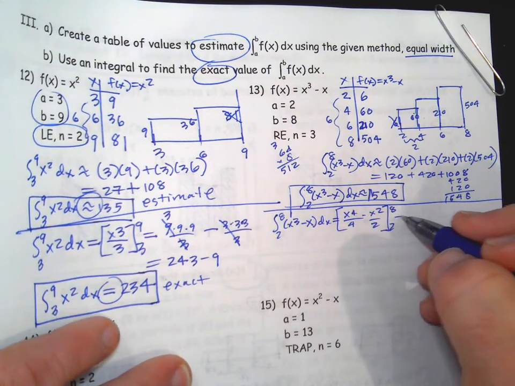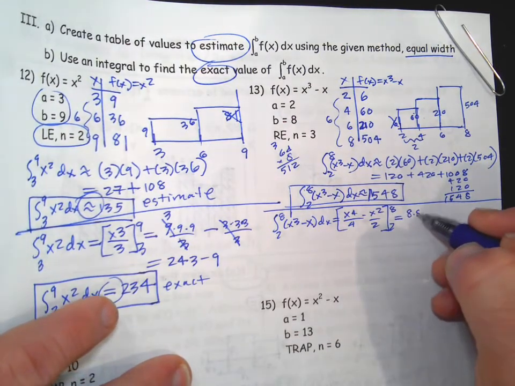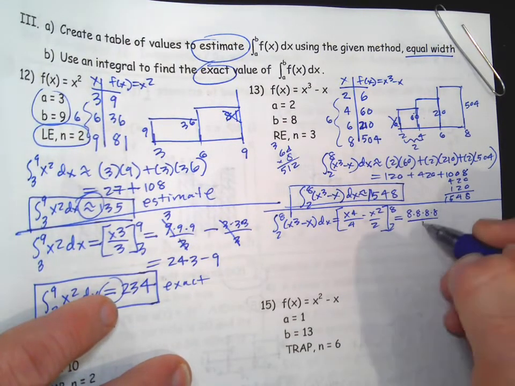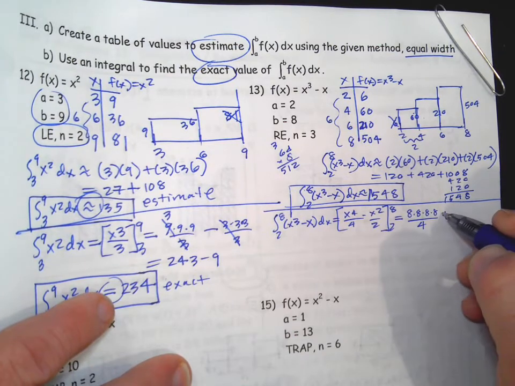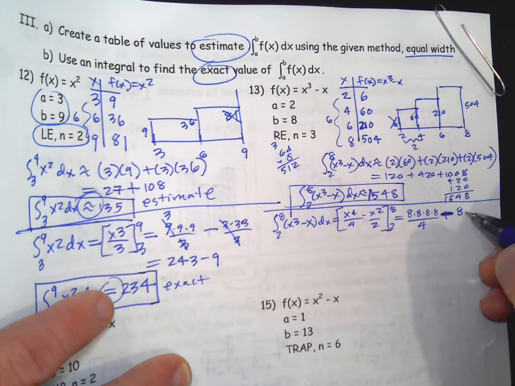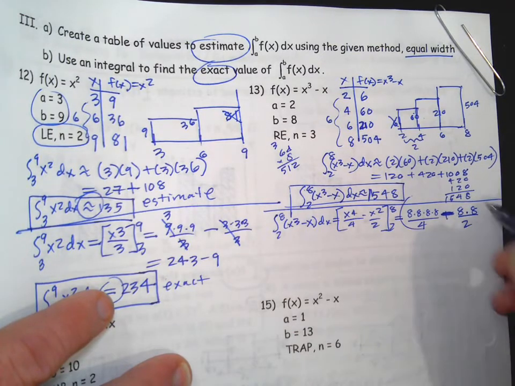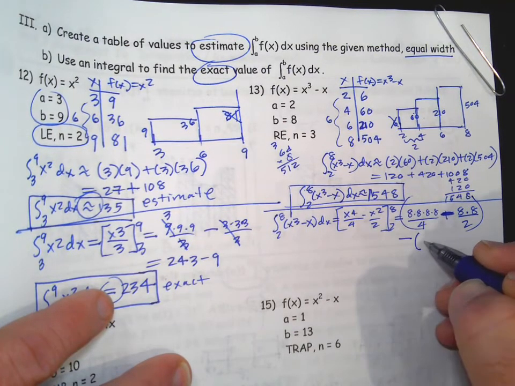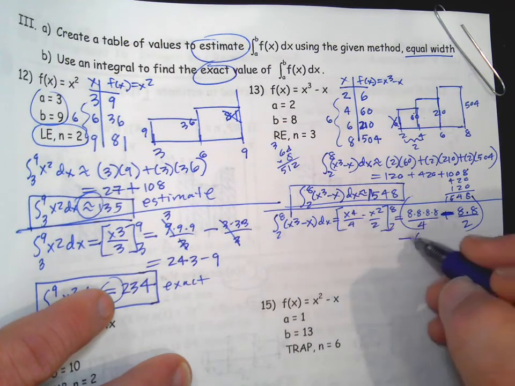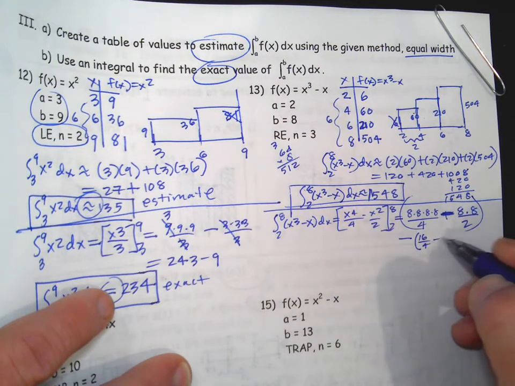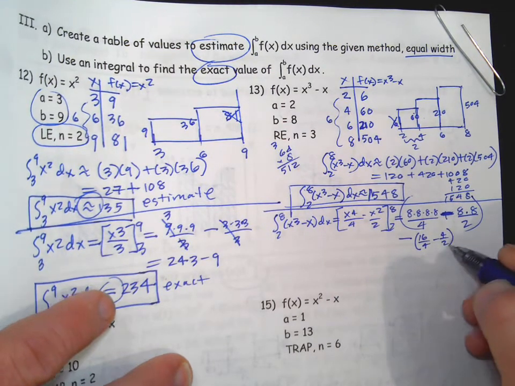So you plug 8 in, that's going to be 8 times 8 times 8 times 8 over 4, plus, oh, you also got to plug 8 into both of them. Yeah. And then minus, then you got to plug in 2. That's 16 over 4, minus 4 over 2.